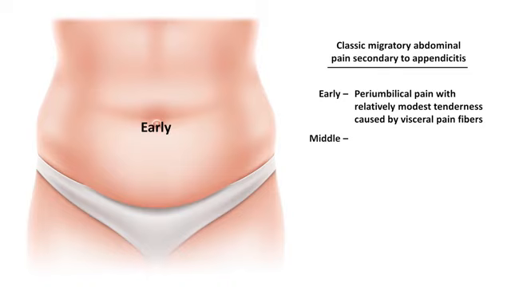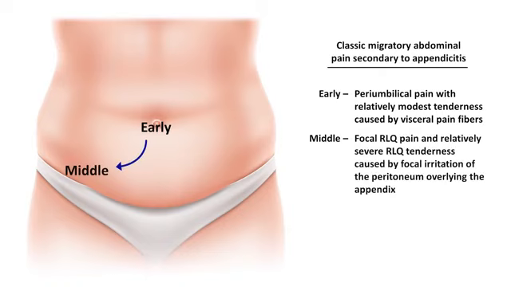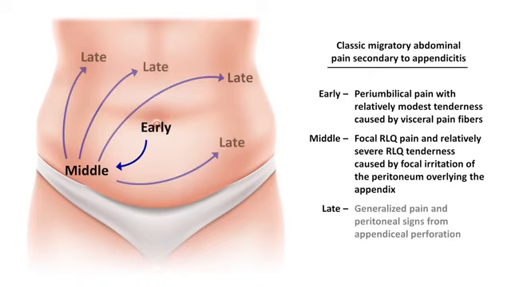In the next phase, as the peritoneum overlying the appendix becomes inflamed, the pain is now felt more in the right lower quadrant and is associated with significant tenderness. In the late phase, if the appendicitis is not identified and treated in a timely fashion, perforation occurs, leading to generalized pain along with peritoneal signs from secondary peritonitis.